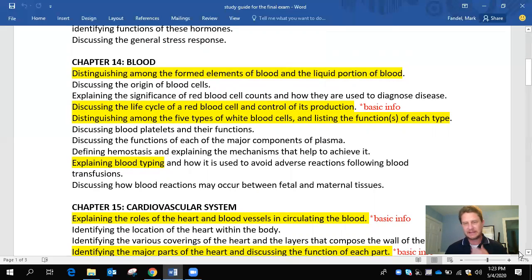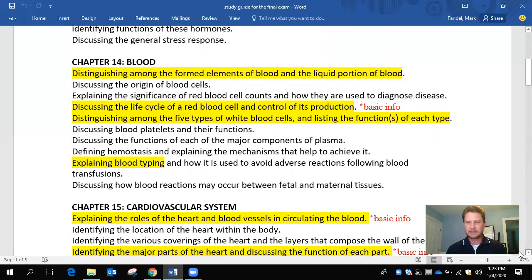Now, there are 5 different types of white blood cells. The white blood cells are divided up into granulocytes and agranulocytes. There are 3 granulocytes and 2 agranulocytes. So of the 3 granulocytes, the very first one is called a neutrophil. It is the most common white blood cell by far. 60% of all the white blood cells are what they refer to as a neutrophil.